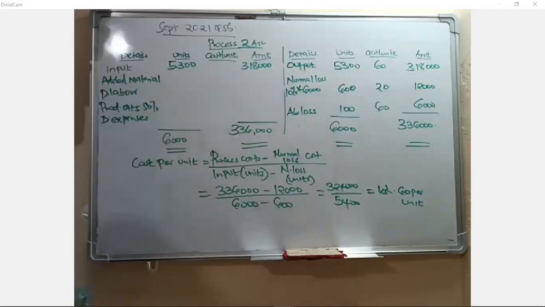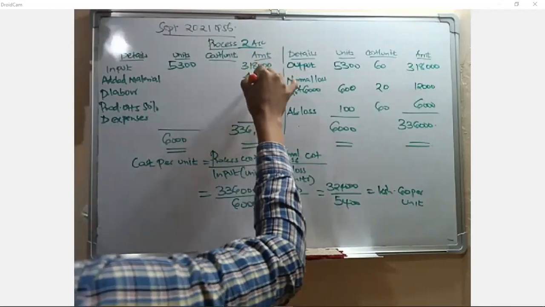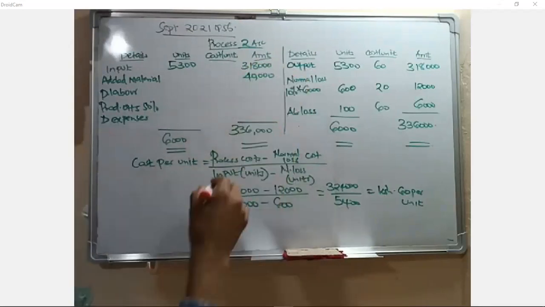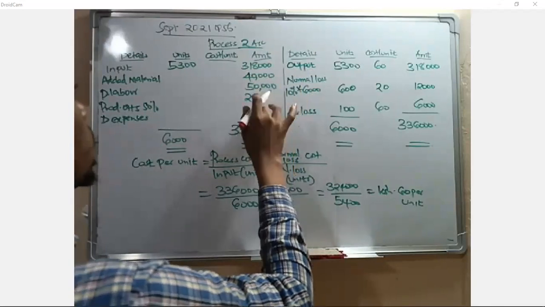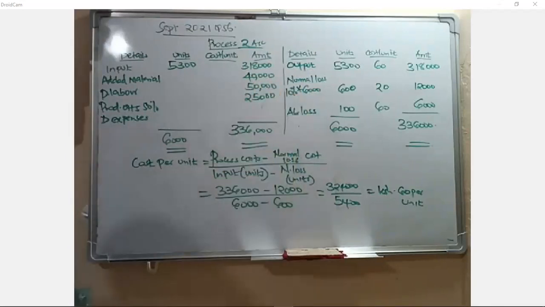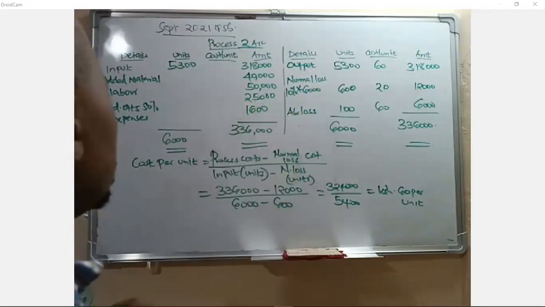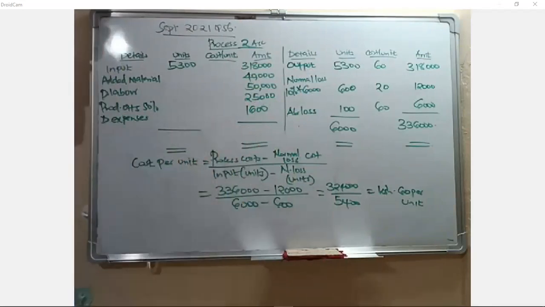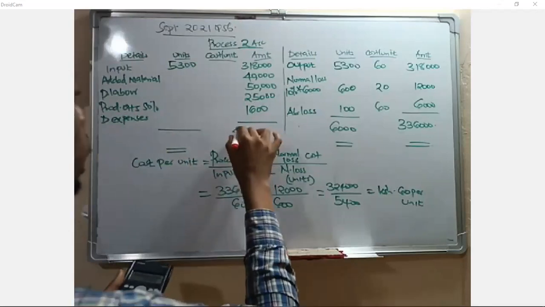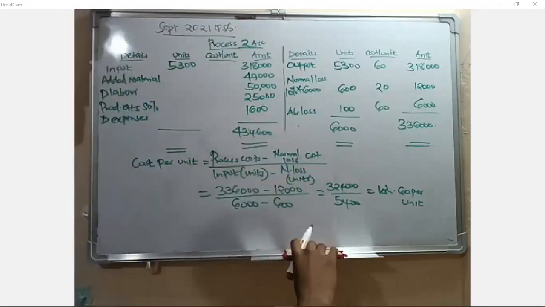The added cost we have is 40,000 for the added material. Direct labor amounts to 50,000. Then the production overhead is 50%, so 25,000. Then the direct expense amounts to 1,600. So how much is our total process cost? It is 318,000 plus 40,000 plus 50,000 plus 25,000 plus 1,600. This translates to 434,600.